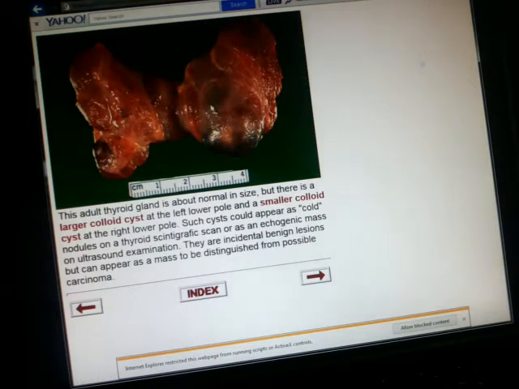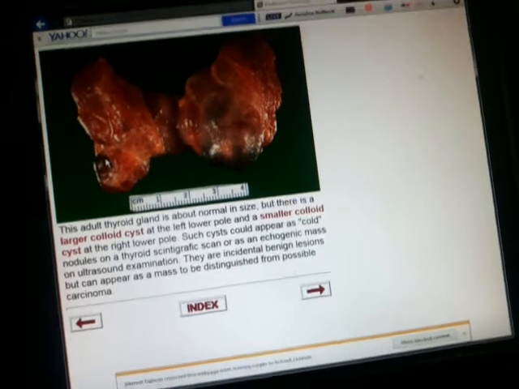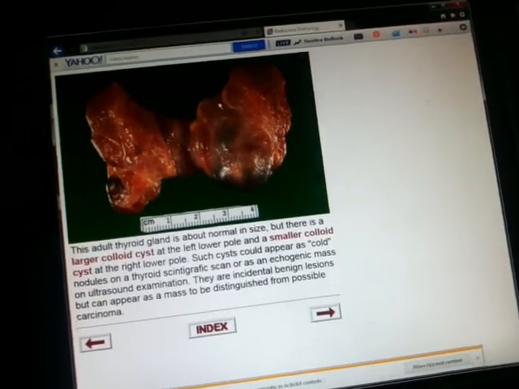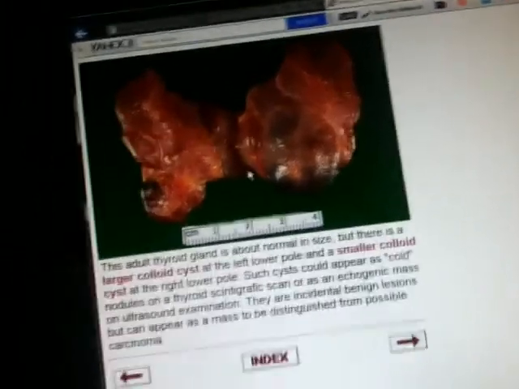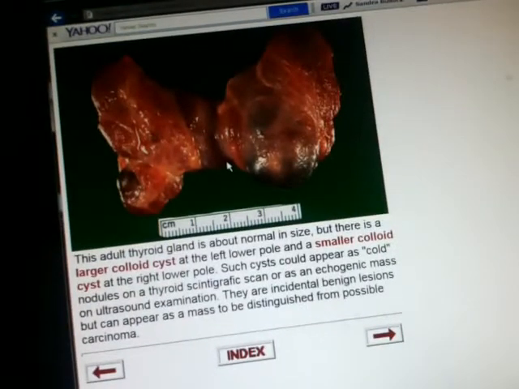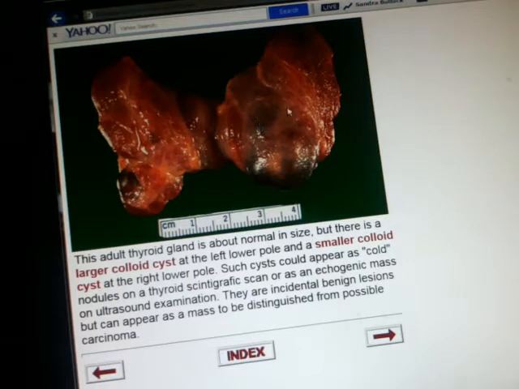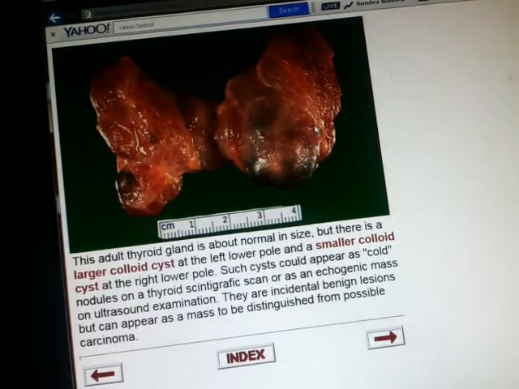In this slide, we can notice two nodules. This is one, and this is another smaller one on the right lobe. The thyroid gland itself is normal in size. There is no enlargement or decrease in size of the thyroid gland, but there is a focal lesion which is a small colloid cyst, and this is a large colloid cyst.